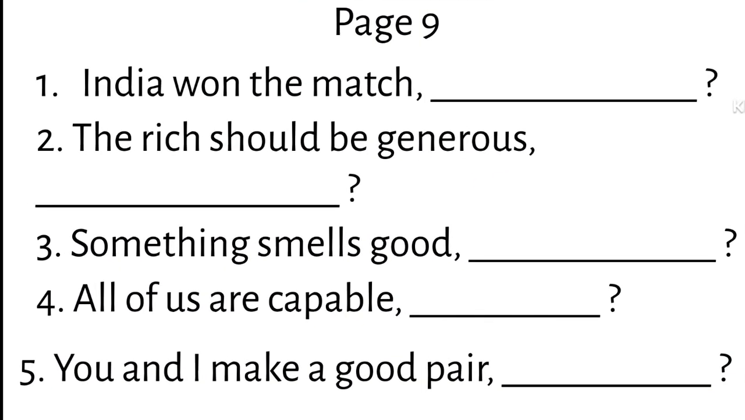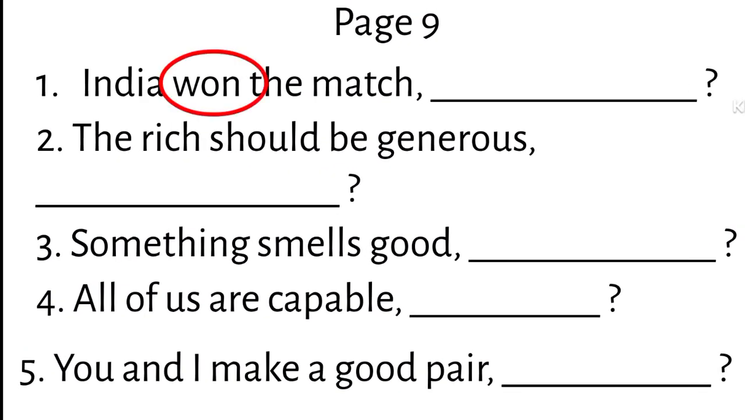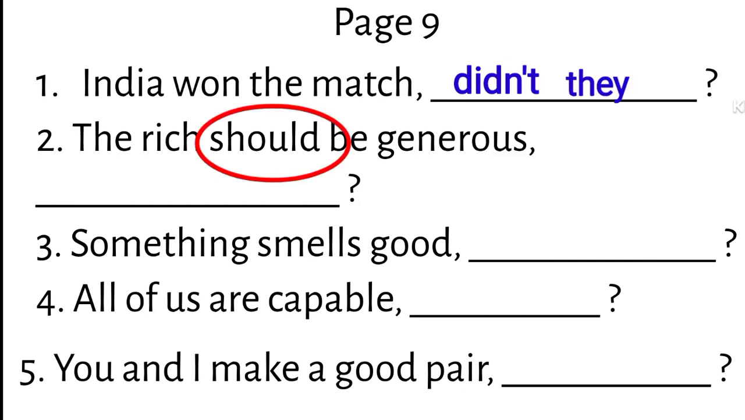Pause the video and try. The verb won is in past tense and the sentence is positive. Therefore, we have to use didn't. Here, India is not taken as a nation. It is taken as Indian players. That's why it is plural. Use they. Auxiliary verb should will become shouldn't.